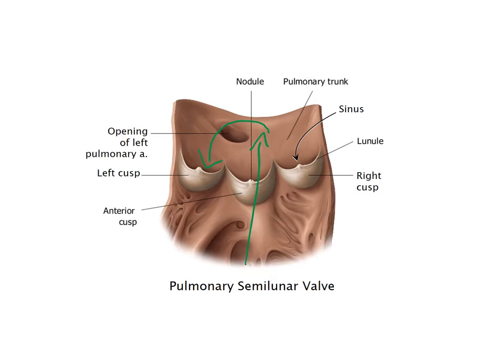The thickened edge of the cusps is called the lunule. The lunule creates a tight contact between the cusps to prevent a leaky valve. At the apex of each of the free edges of the cusp, there is a thickened nodule. These nodules, when they unite, help to prevent the prolapse of the semilunar valves.